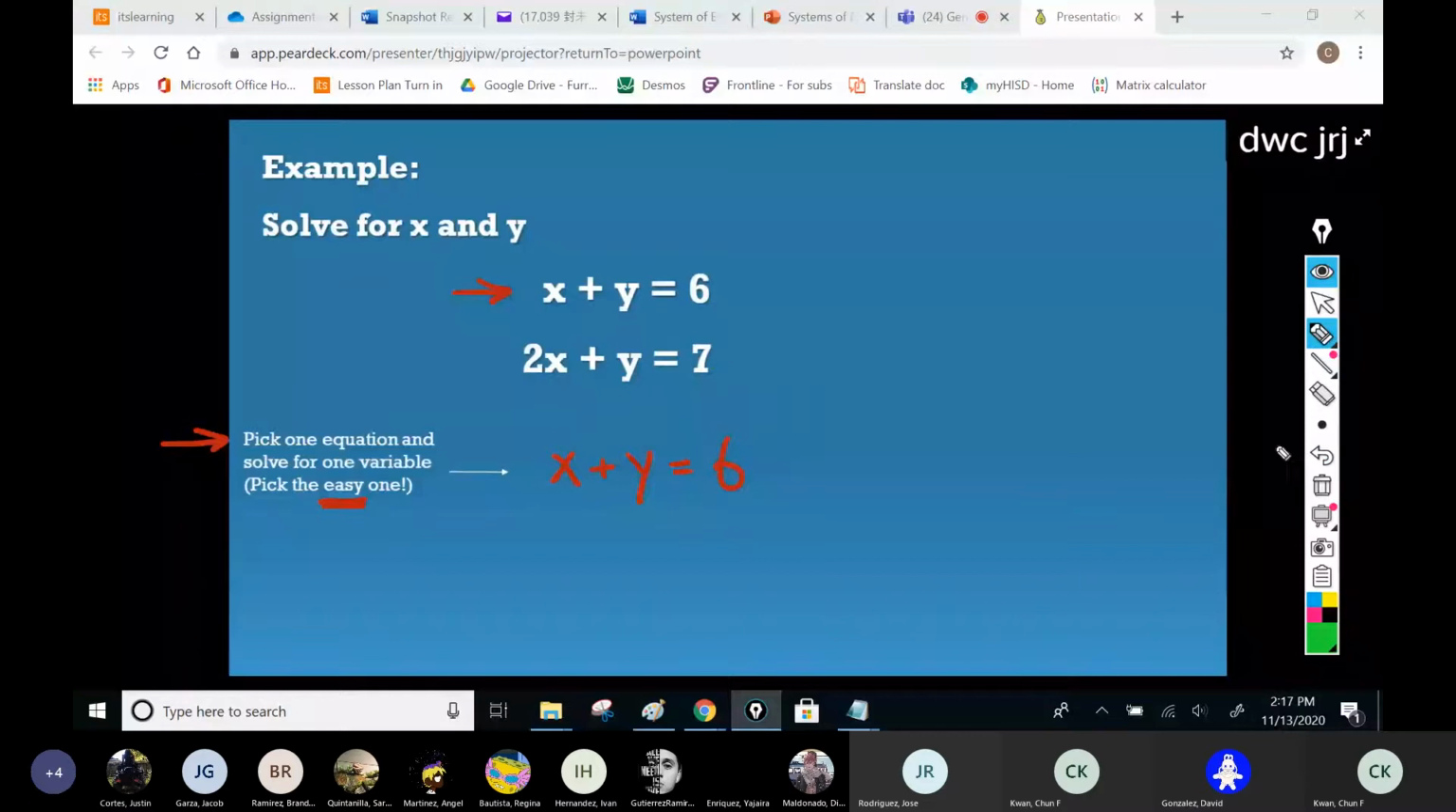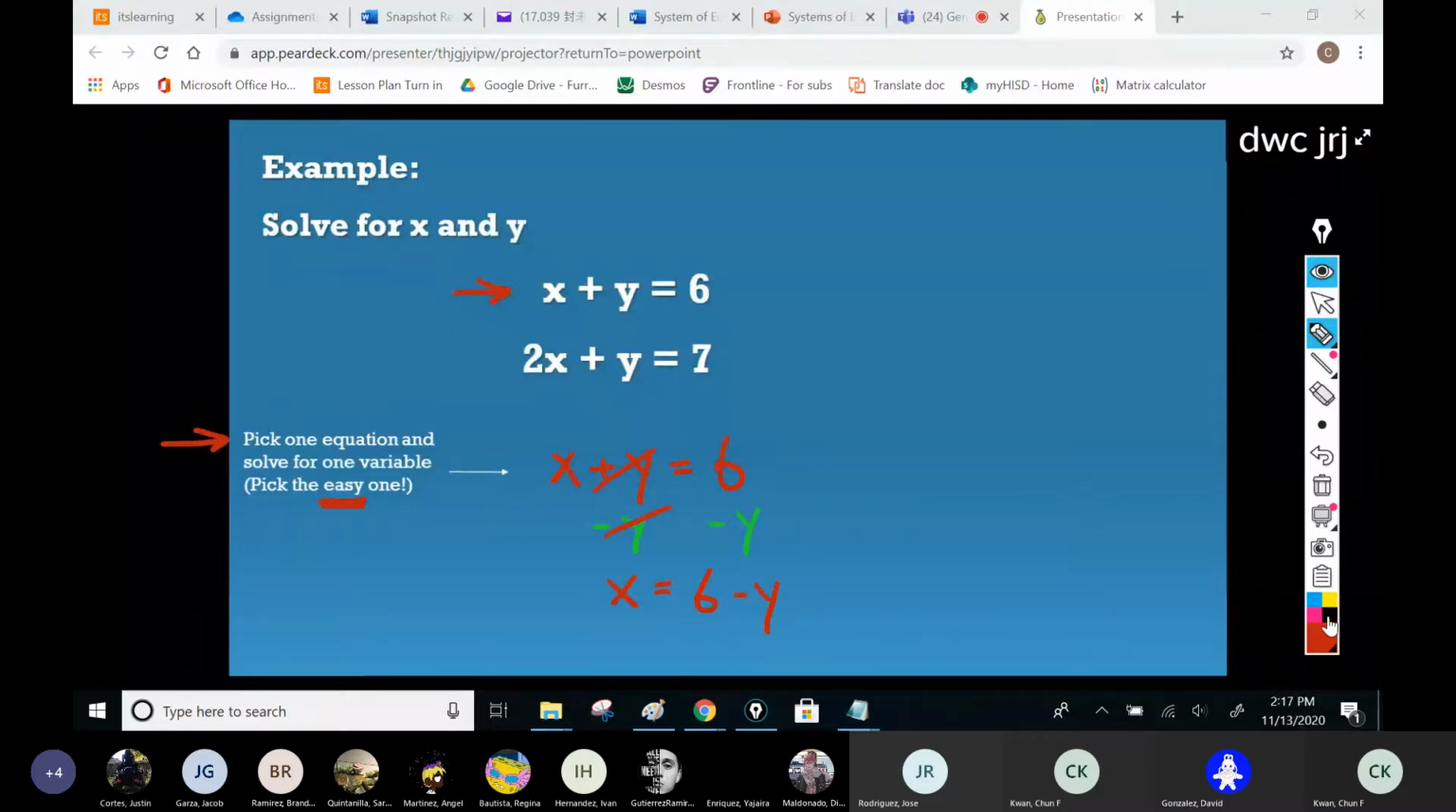So I have to do the opposite. That means I have to do a minus y on the left, minus y on the right. And then plus y and minus y, they will cancel out. So x equals, right here, 6 minus y.